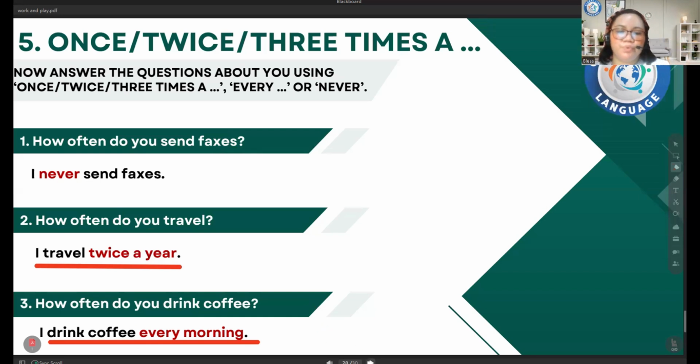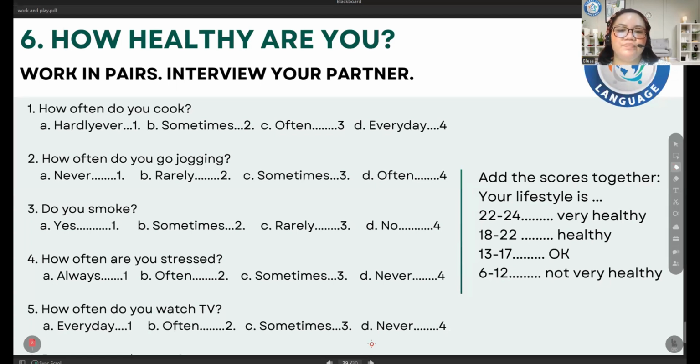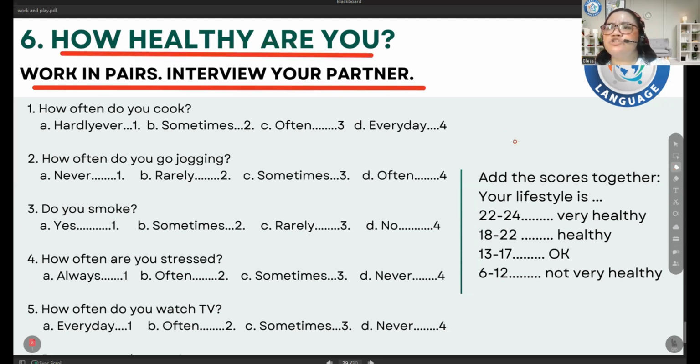Okay, so let me bring you to here, 29. Here in 29, you have to work in pairs and interview your partner. How healthy are you? Okay, so what is the true meaning of being healthy? That's the best question there. So we will see the true meaning of being healthy. They say health is wealth, and that is really true. We need to invest in our health because we can only continue working if we are healthy enough to function and to be productive.